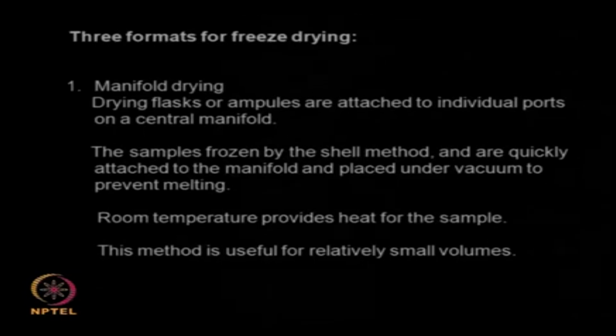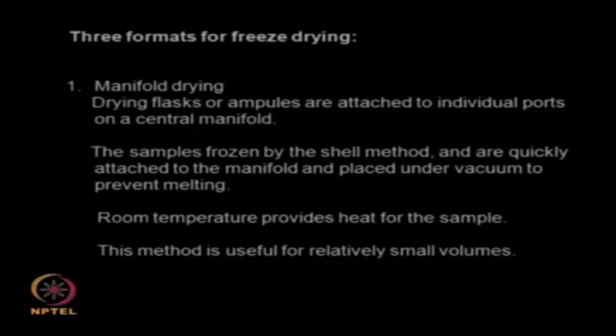So first freeze all the flasks separately, and then connect them to the manifold. The manifold is placed under vacuum to prevent melting, and then you raise the temperature to room temperature. So this heat is sufficient to remove the moisture directly. The ice goes into vapor. This is very good for small volumes.